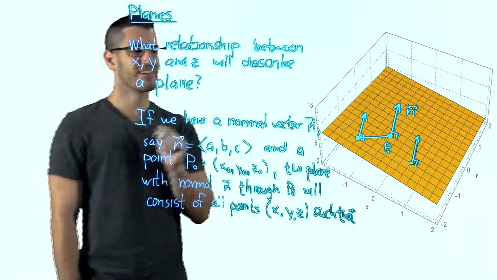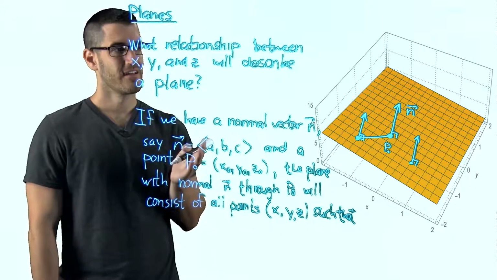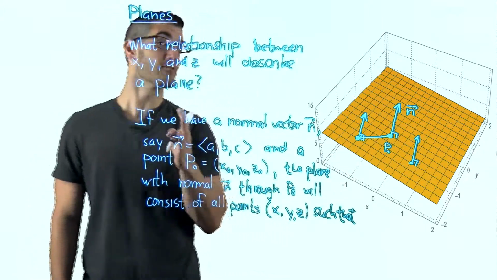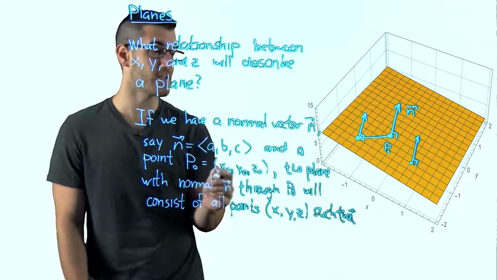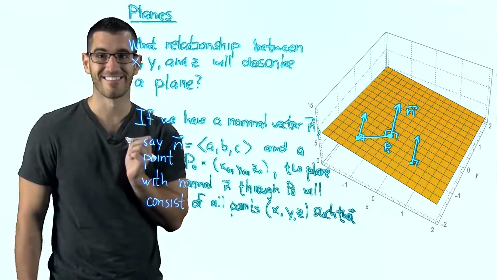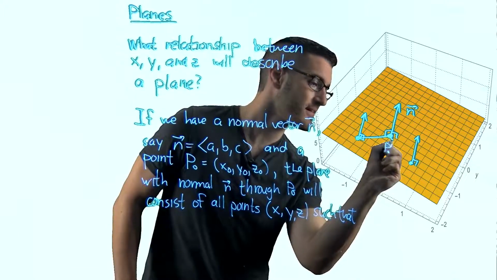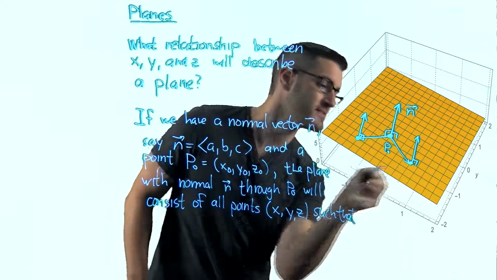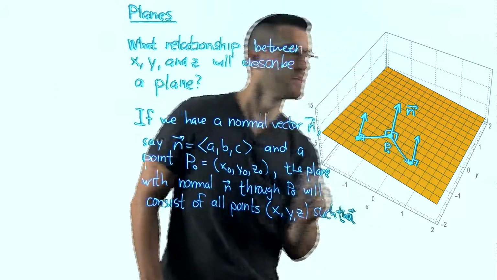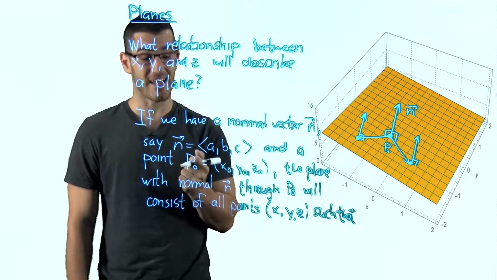Now, that vector lies on the plane. The normal vector n that I drew right here is perpendicular to the plane, so it has to be perpendicular to that vector on the plane. If I pick a different point on the plane here, I can make a vector that starts at p0 and extends there. And this normal vector also has to be perpendicular to it.